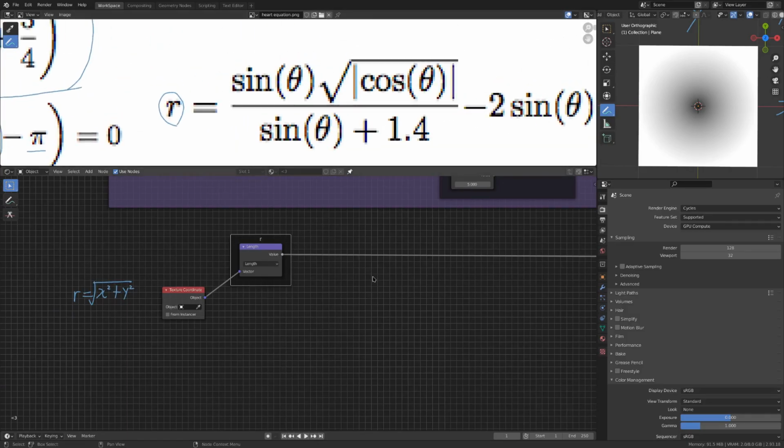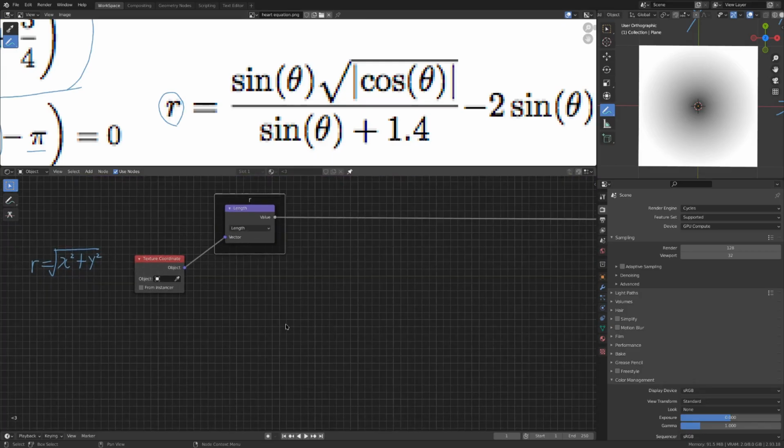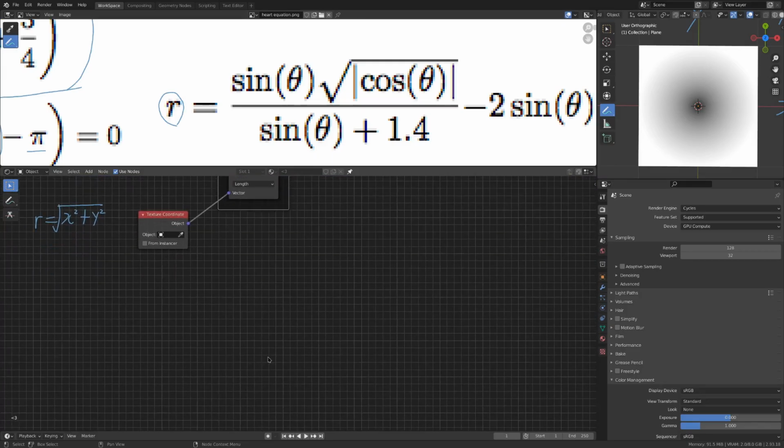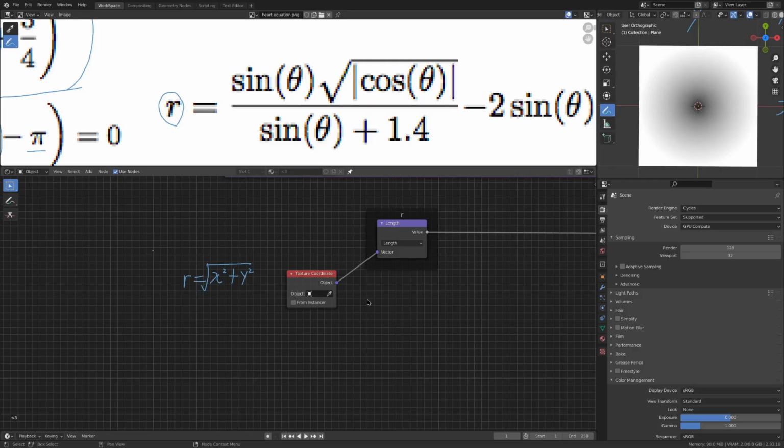Next thing is theta. We don't know how to make theta in a math node. It's pretty simple. Theta is basically the angle of the diameter diagram. So to make theta, wait for a second.